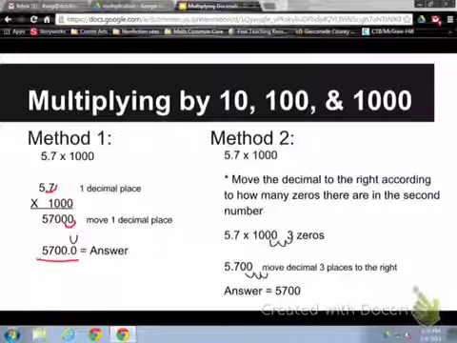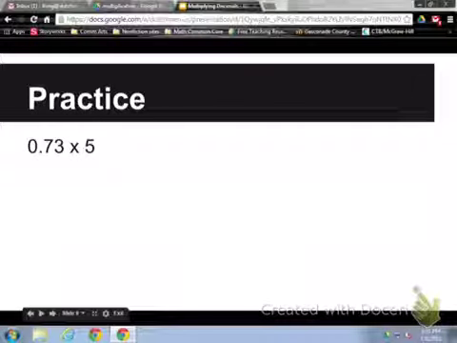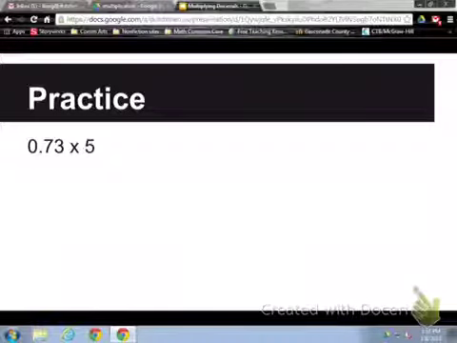The second method is just to move the decimal to the right according to how many zeros there are. So, if we have 1,000, we can look and see there are 3 zeros. So, I can take and move our decimal point from here over 3 places to get the same answer of 5,700. So, now let's do some practice. Let's multiply 73 hundredths times 5.